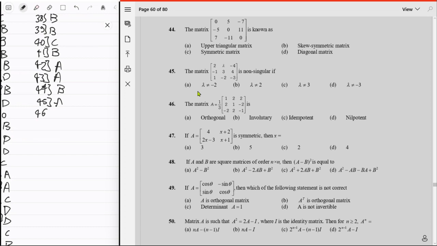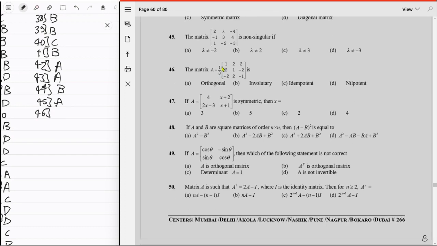46. This matrix is orthogonal, involutory, idempotent, or nilpotent. Okay, what do you have? 1, 2, negative 2, 2, 1, 2. This is weird. It's just 1, 2, and 2 everywhere actually, except this is negative over there. Maybe this is 1, 2, negative 2 or something.